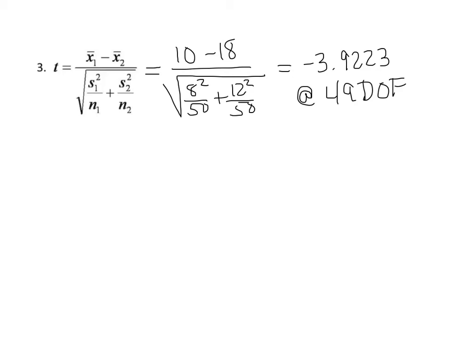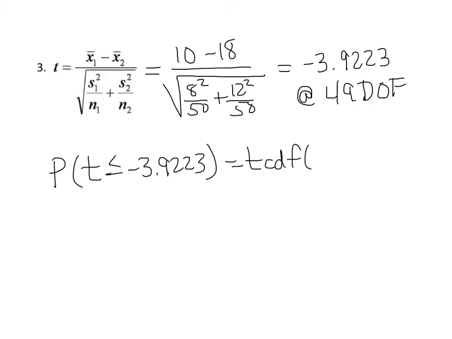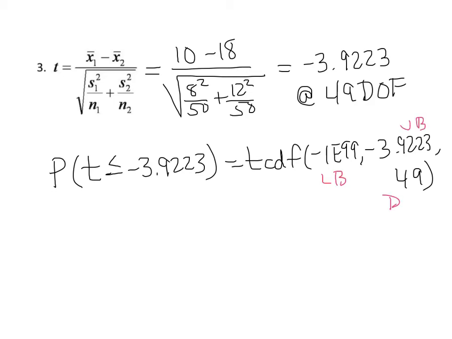So in terms of generating a probability statement, I'm looking for what's the likelihood that t is less than or equal to negative 3.9223. We can get that by using tcdf. Lower bound negative 1E99, upper bound negative 3.9223, degrees of freedom 49. And of course I'm going to come through and label these lower bound, upper bound, degrees of freedom.